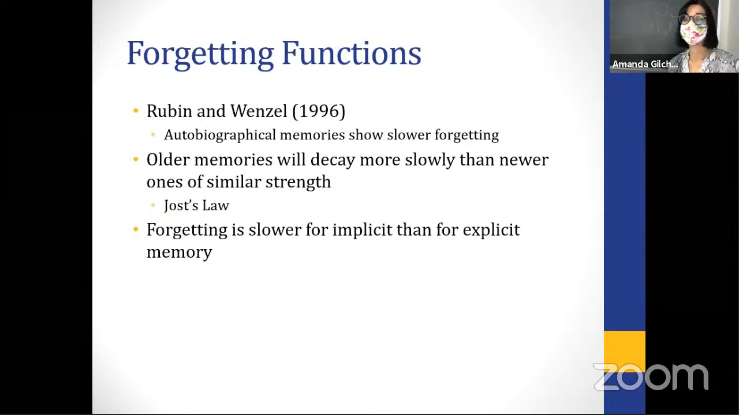And then finally, one of the other things that we find is that forgetting is much slower for implicit than for explicit memory. How many of you in here have not ridden a bike in a very long time? Okay, but odds are pretty good if I went and put you on a bike, you'd be able to ride it without too much trouble. That is an implicit memory, and it's less likely to be forgotten than something that is explicit.